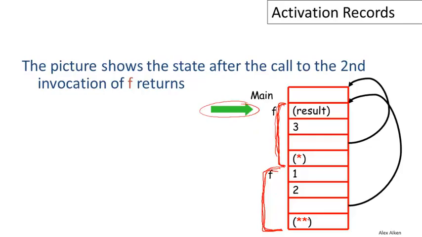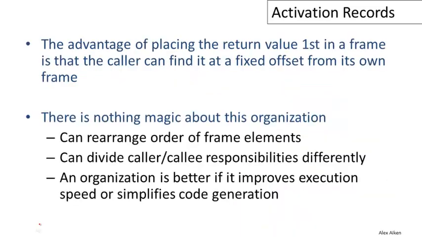And the way I set this example up, in fact, we need to, because the result of the procedure that we called is now stored here in the first word of this activation. All right, so when F begins executing again, it's going to have to look up that result in order to know what the result was of the procedure that was called. So the advantage of placing the return value in the first position in the frame is that the caller can find it at a fixed offset from its own frame.